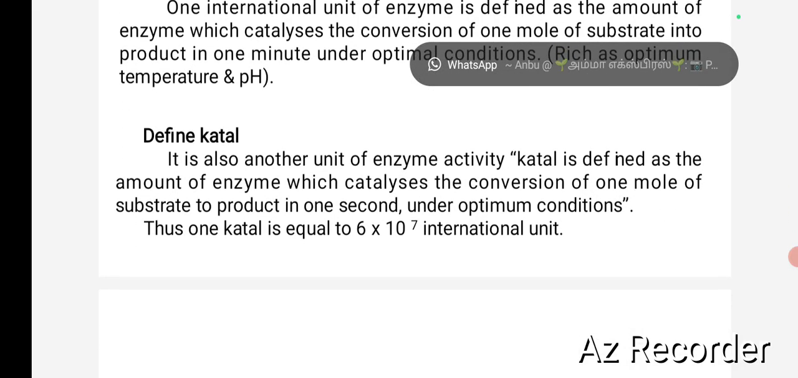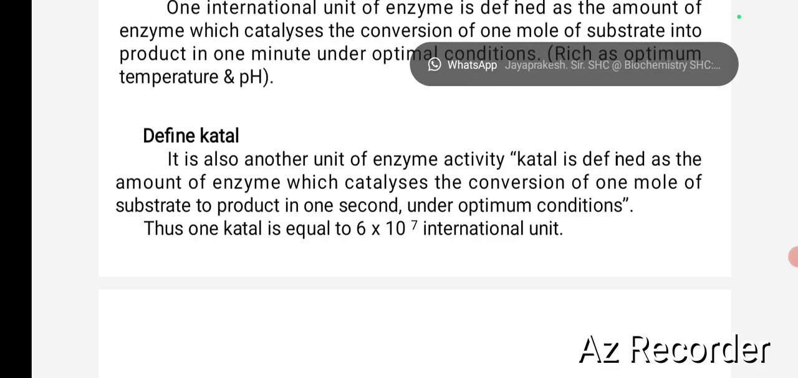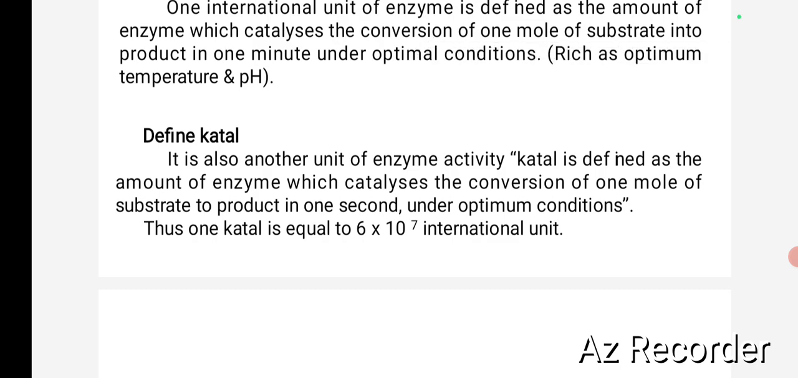Next is the katal, the second enzyme unit. It is also a unit of enzyme activity. One katal is defined as the amount of enzyme which catalyzes the conversion of 1 mole of substrate to product in 1 second under optimum conditions. Thus, 1 katal is equal to 6 × 10^7 international units.